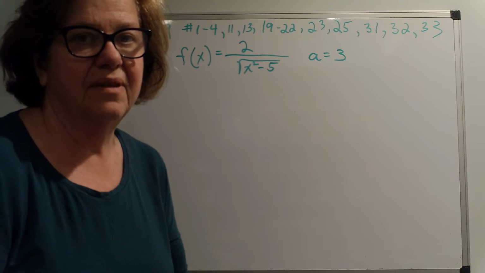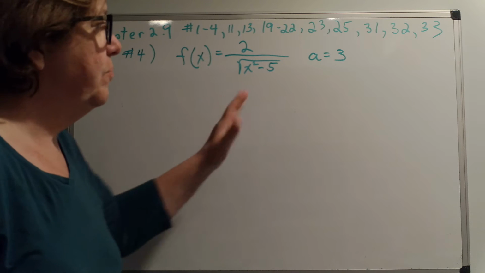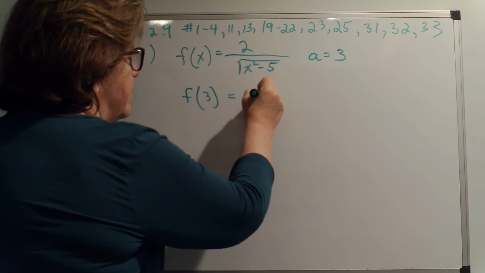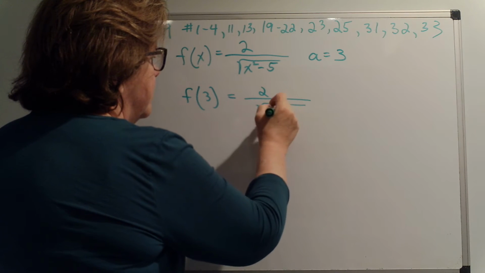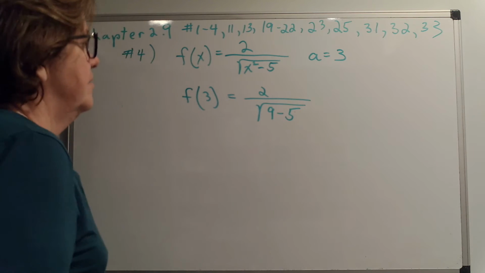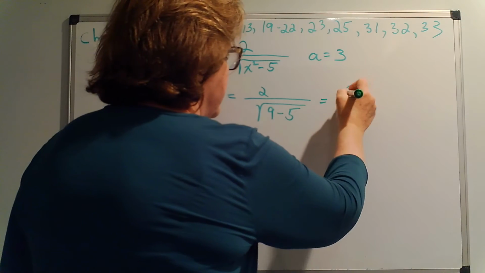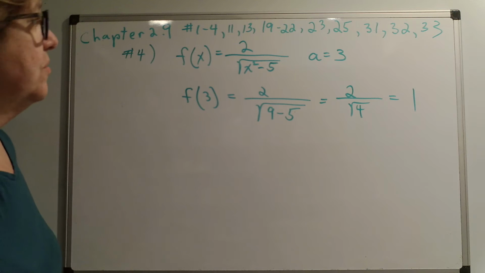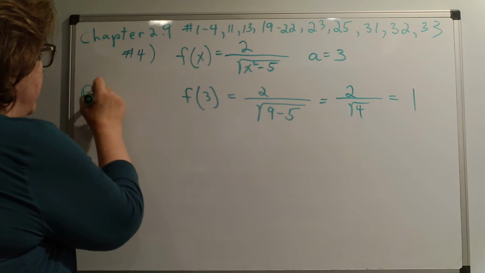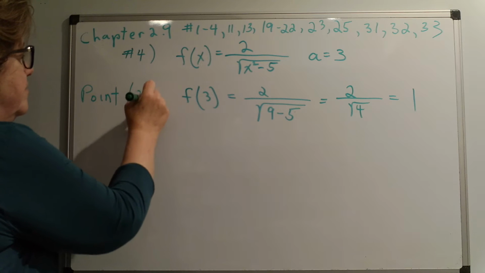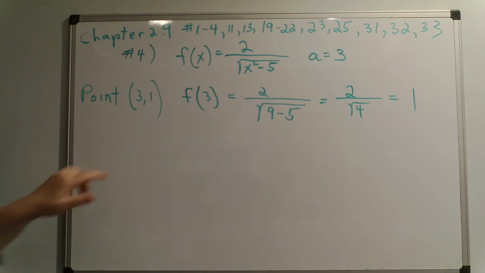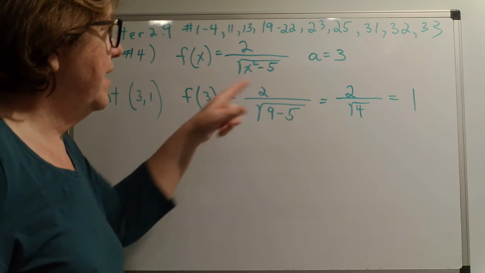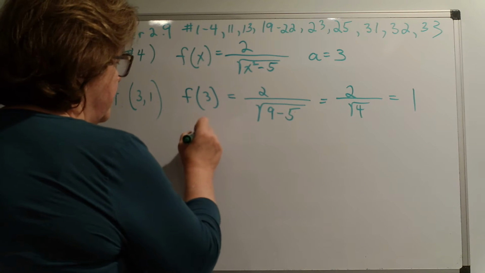It's the same thing. So we need a point, and we need to find f at 3. So f at 3, 3 squared is 9, so f at 3 is going to be 2 over square root of 4, which is 2 over 2, which is 1. So we know our point is 3, 1. Now we got to get the slope, which is the derivative at x equal to 3. So we need the derivative.